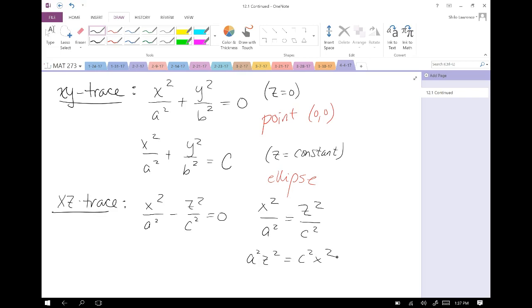We're going to use an algebra operation. So we don't have an answer yet. And then the squares, square root everything. Everything has a square right now. z equals positive or negative c over a times x.